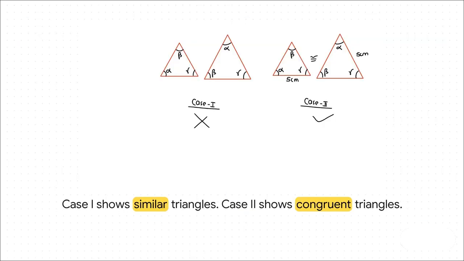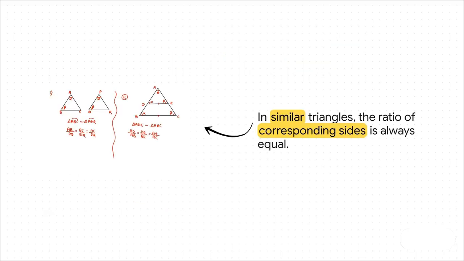And you can see that difference perfectly right here. Up top, in case 1, check it out. The angles are identical, but the sides are clearly different lengths. That means they're similar. Now look at the bottom, in case 2. Everything lines up. The sides are the same, the angles are the same, they are perfect copies. They're congruent. Now here's where the magic of similarity really kicks in. Because the triangles are just scaled versions of each other, the ratio between their matching sides is always the same. What does that mean for you?